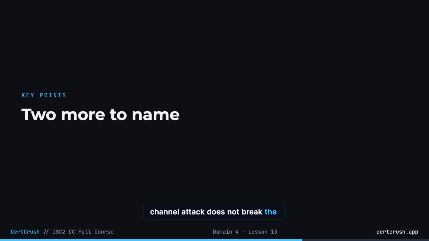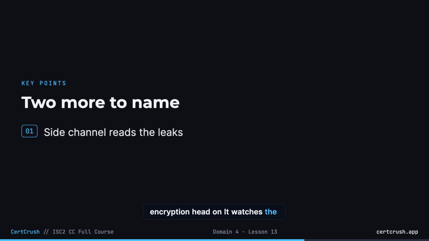Two more quickly. A side channel attack does not break the encryption head-on. It watches the leaks around it, the power draw, the timing, the sounds a machine makes, and works the secret out from those clues. Think of guessing a safe's combination by listening to the clicks. It steals confidentiality by the back door.